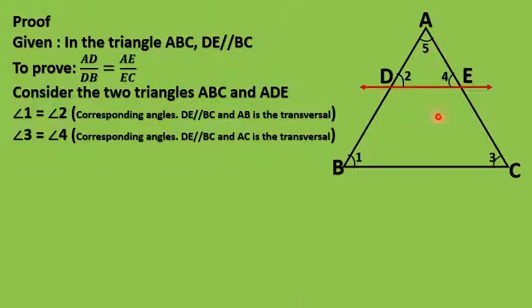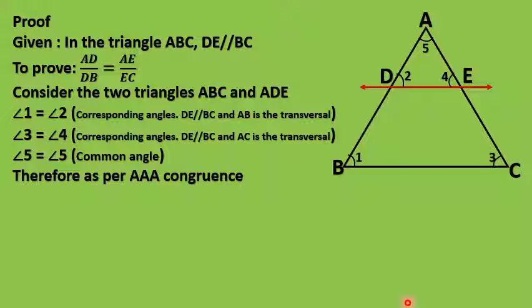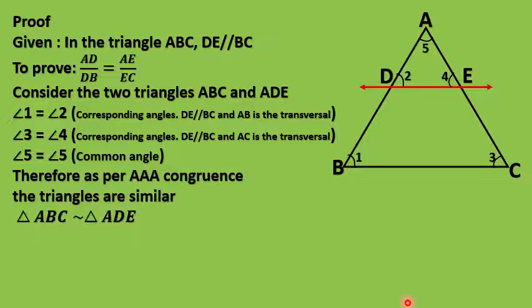Now what about angle 5? Angle 5 is common to the big triangle ABC as well as the small triangle ADE. So it is a common angle. So we got three angles equal. So as per AAA criterion, we can say that these both triangles, triangle ABC and triangle ADE, are similar. And we know that when two triangles are similar, the lengths of their sides will be in proportion.